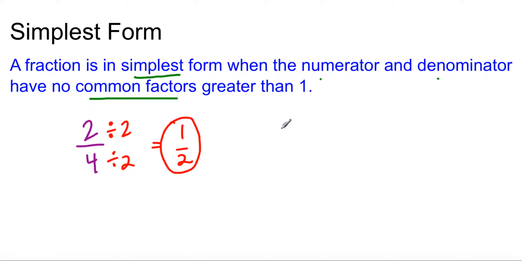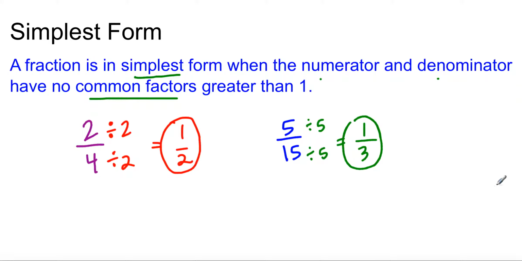Let's look at another example. Let's take 5/15. When I look at 5 and 15, I know 5 goes into both of those numbers. So if I divide the numerator by 5 and the denominator by 5, 5 divided by 5 is 1, and 15 divided by 5 is 3. So we would write that as 1/3. And one more, let's say we have 2/7. When I think about the factors, they don't have any factors in common besides the number 1. So I know 2/7 is already in simplest form.